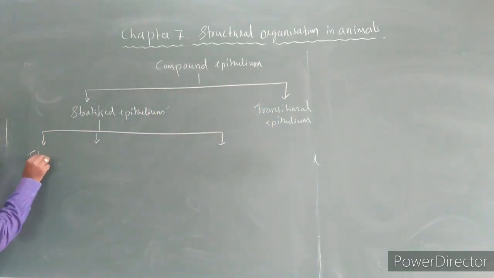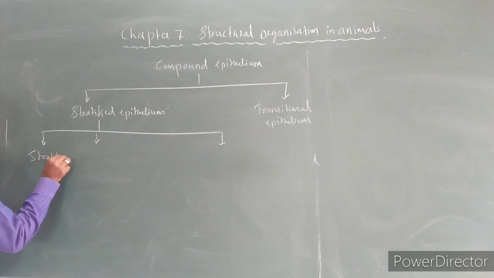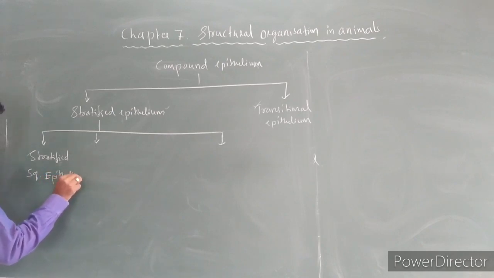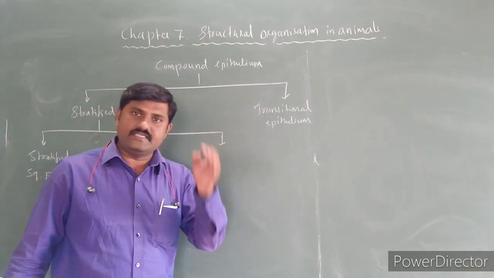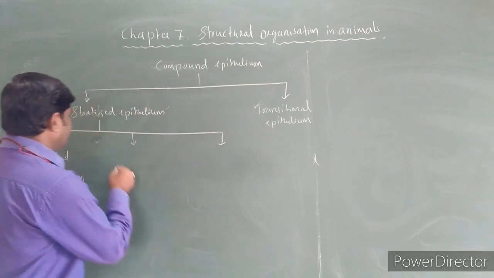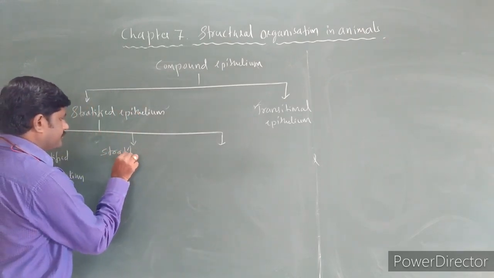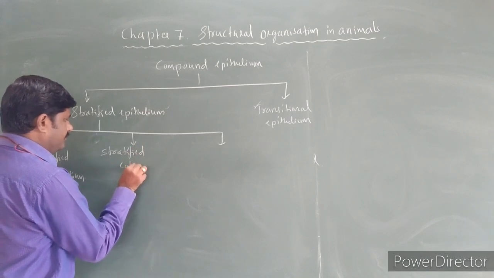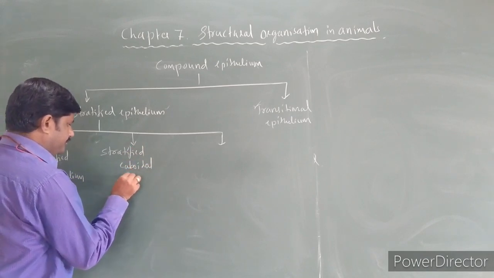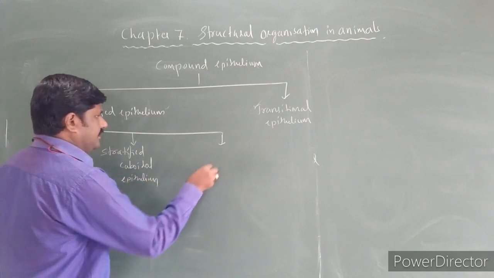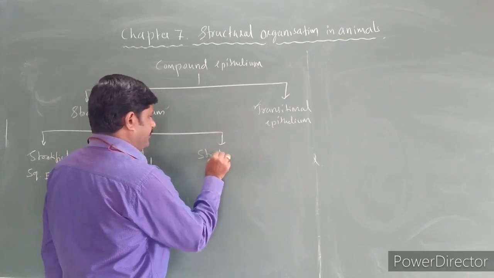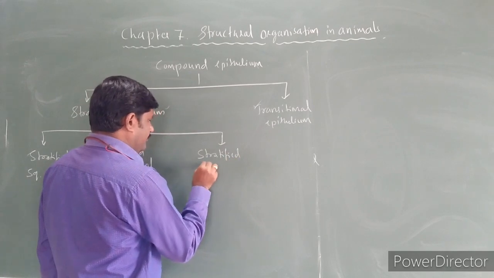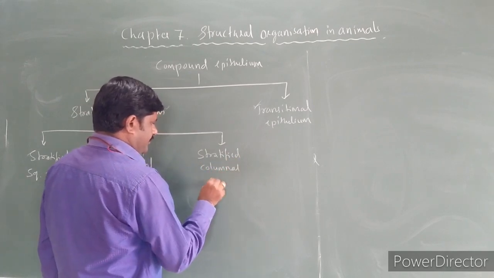First one is stratified squamous epithelium, right? And in the same way, the second one: if the upper layer is made up of cuboidal cells, then it is called stratified cuboidal epithelium, right? In the same way, if the upper layer is made up of columnar cells, then it is stratified columnar epithelium.